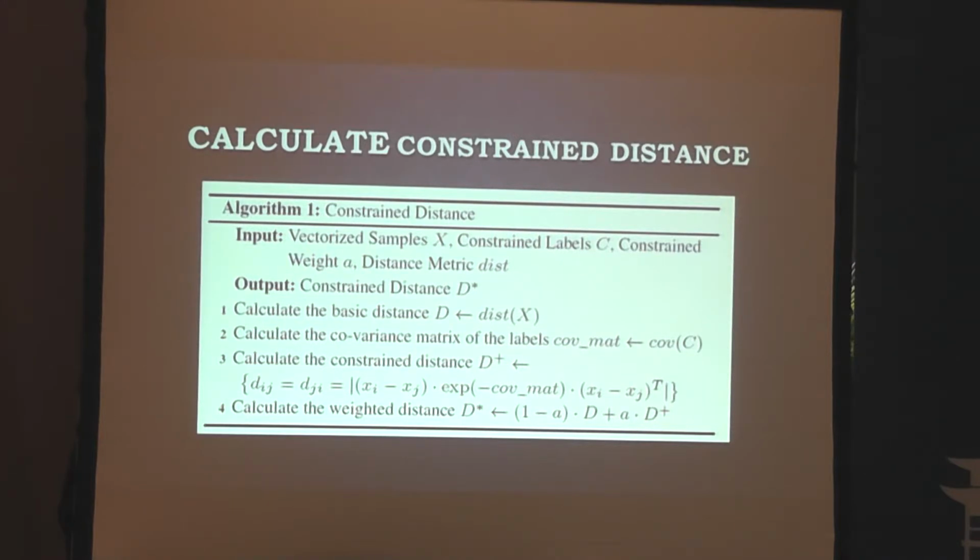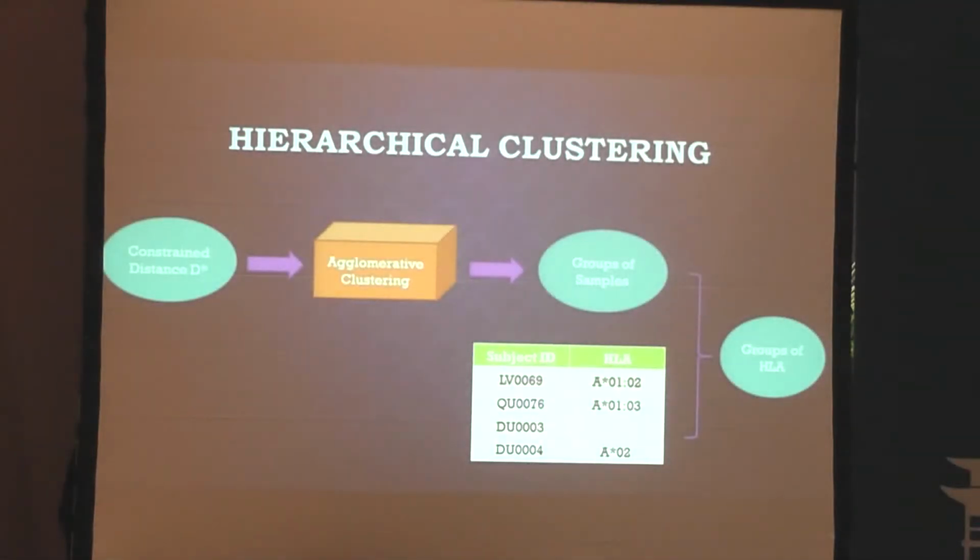And we calculate the basic distance from the original distance matrix using Euclidean distance or Mahalanobis distance, and then use the covariance of the constraint labels to construct the covariance matrix, and then we combine these two distances together to calculate the weighted distance. After that, we use agglomerative clustering to conduct hierarchical clustering to find the subgroups of the samples so that it could represent these subgroups of the human leukocyte antigens.